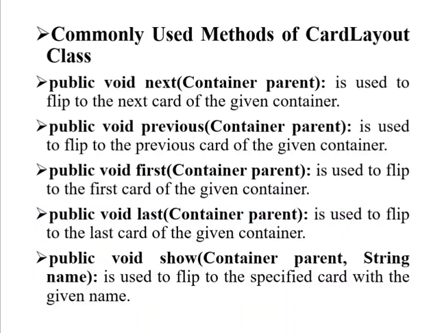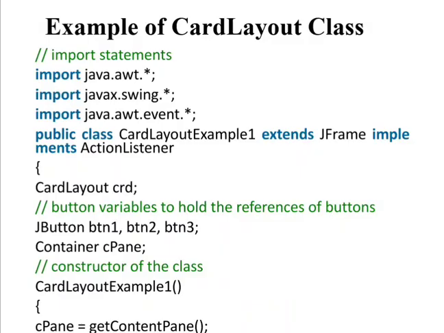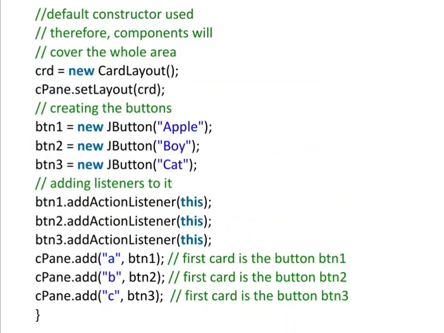crd is equal to new CardLayout(), cpane.setLayout(crd). Creating the buttons, that is btn1 is equal to new JButton("Apple"), btn2 is equal to new JButton("Boy"), btn3 is equal to new JButton("Cat"). Adding the listener to them, that is btn1.addActionListener(this), btn2.addActionListener(this), btn3.addActionListener(this). cpane.add("a", btn1), the first card is the button btn1; cpane.add("b", btn2), the next card is the button btn2; cpane.add("c", btn3), the next card is the button btn3.